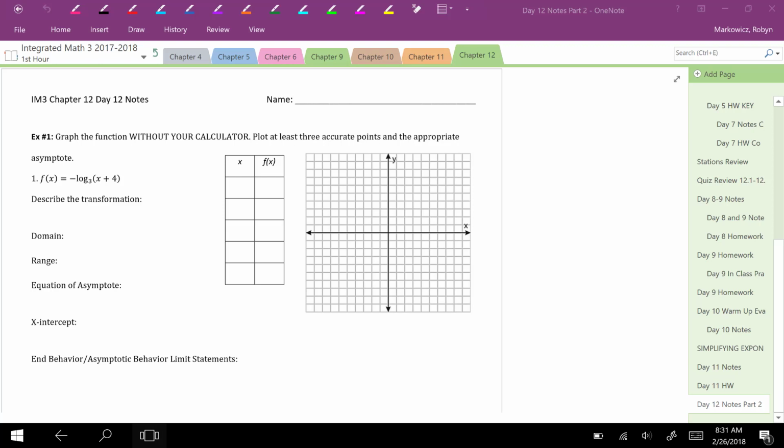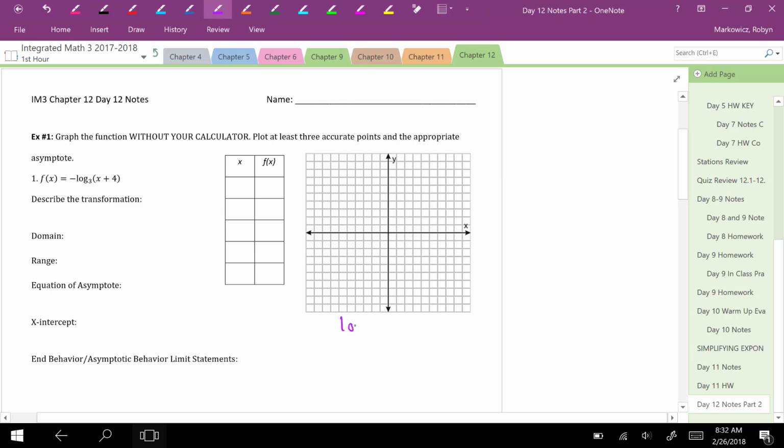Today, if we take a look, we need to know how to graph these. We're doing it based on the parent function for log. So if I give you this function, f of x equals negative log base 3 of x plus 4, what is my parent function? Log base 3.